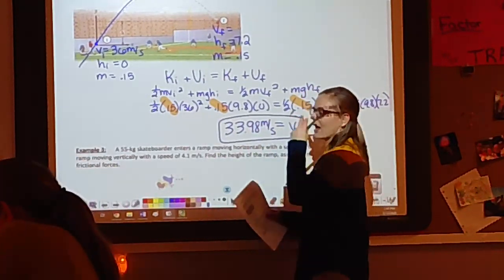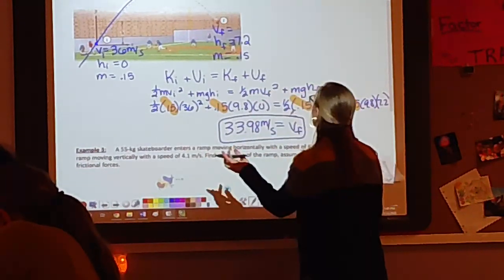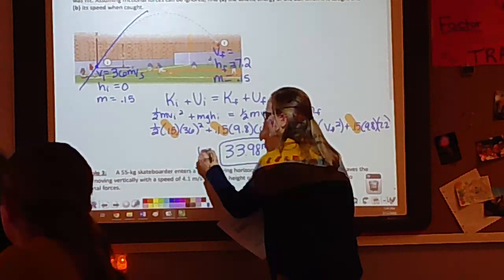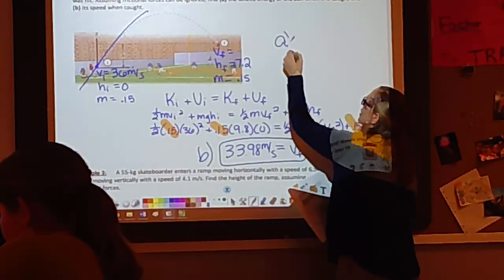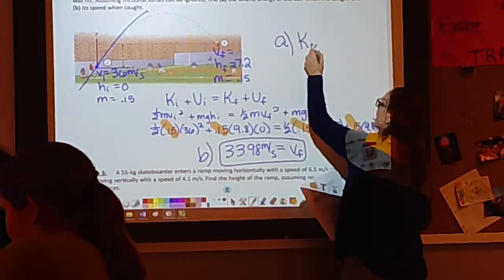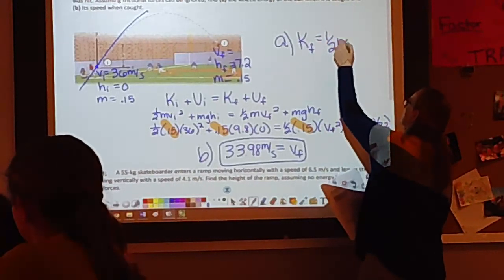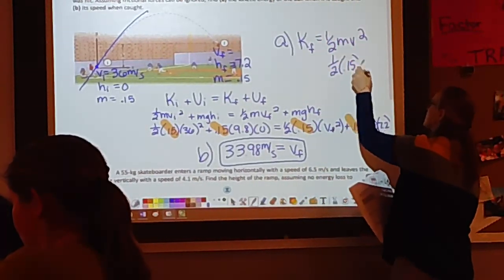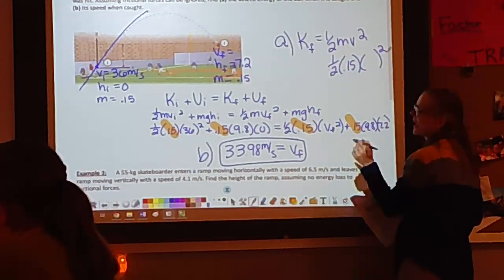Hey guys, we solved for part what? We solved for part B. Can you guys solve for part A? Part A, what's the kinetic energy at that spot? One-half mv squared, please. So one-half. Now we're doing part A.